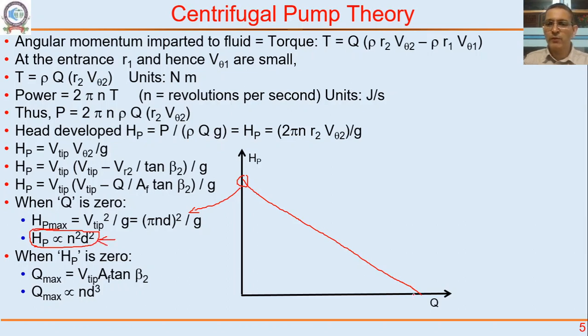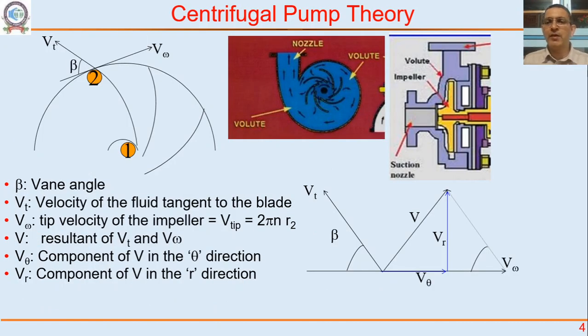When HP is 0, when 0 head is developed, what we can do? Put 0 here. Then Q must be equal to V tip multiplied by AF multiplied by tan beta 2. And V tip is nothing but pi nd, and AF is again related to the radius or diameter of the impeller. And B, again, these are related to the size of the impeller. So when these impellers are made in a geometrically similar manner, means what? That all dimensions can be scaled by the same number. So if radius is doubled, thickness also is doubled.